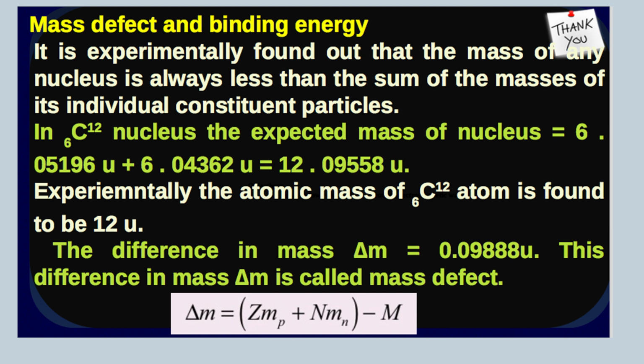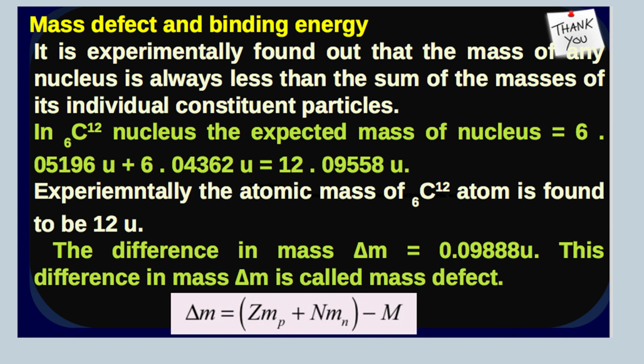So, there is a difference between the experimentally observed mass and the mass calculated from its constituents. This mass difference is denoted by delta m, and here it is calculated as 0.09888 U, and this mass difference is called the mass defect. Mathematically, for any nucleus, we can calculate this mass defect using the formula delta m is equal to Z multiplied by Mp plus N multiplied by Mn minus M.